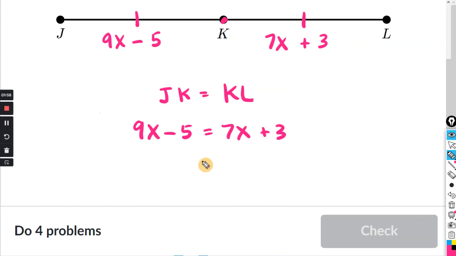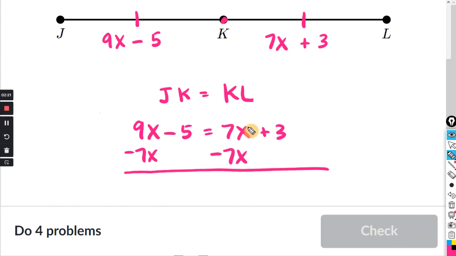So we want to collect variables or x's on one side and numbers on the other. Usually I like to get rid of the smaller coefficient with x. So since 7 is less than 9, I'm going to do a minus 7x on both sides. You could have gone the other way, but you'd wind up with a negative x, which is fine, but it's a tiny bit of extra work. 7x minus 7x cancels. 9x minus 7x is 2x.